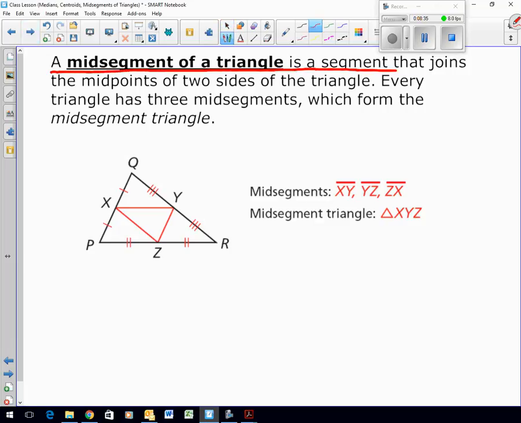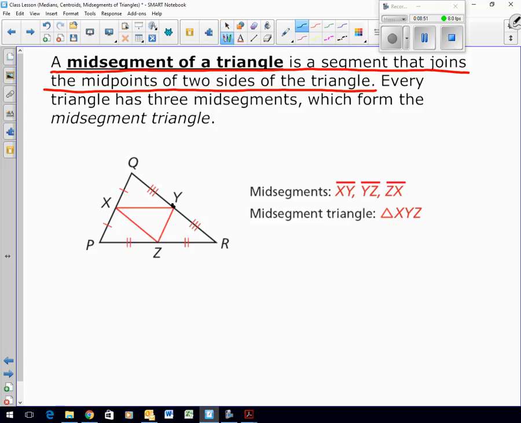A mid-segment of a triangle is a segment that joins the midpoints of two sides of the triangle. Okay, mid-segment joins the midpoints of two sides. Let me give you a visual here.